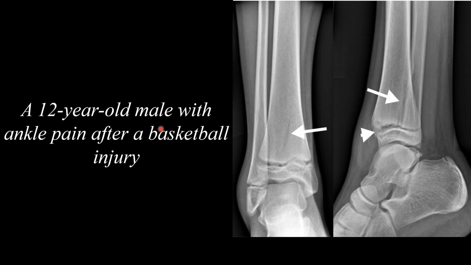A 12-year-old male with ankle pain after a basketball injury. The frontal view here is showing radiolucency in the metaphysis of the tibia, and also showing here more obvious radiolucency in the metaphysis of the tibia, widening in the physis as you see here, but the epiphysis looks normal. What is the type of fracture?